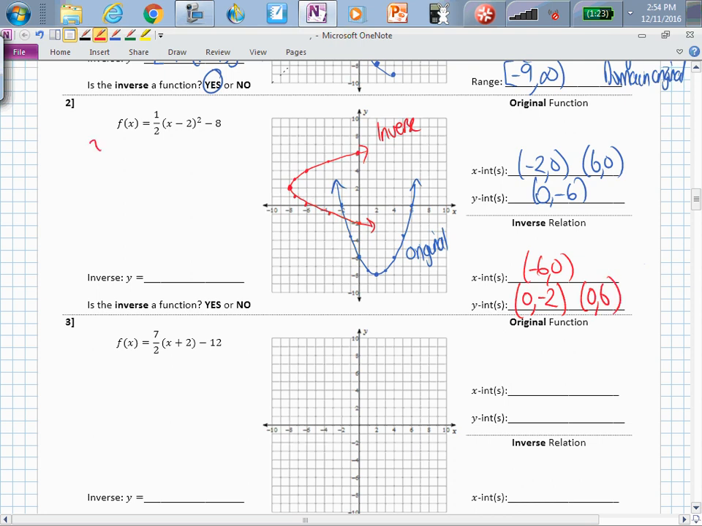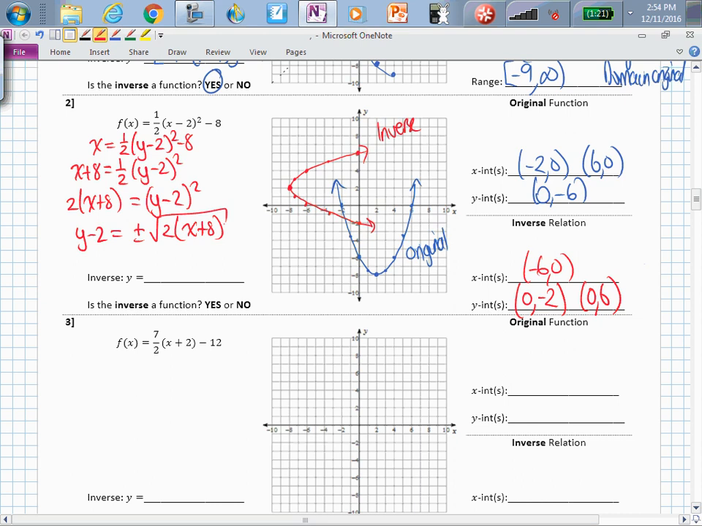Now let's rearrange it. So this becomes x equals 1/2 of y minus 2 squared subtract 8. x plus 8 equals 1/2 times y minus 2 squared. This is going to be 2 times x plus 8 equals y minus 2 squared. Square root both sides, so we get y minus 2 equals plus or minus the square root of 2 times x plus 8. And final answer, y equals plus or minus the square root of 2 times x plus 8, plus 2. Is the inverse a function? No, it's not.